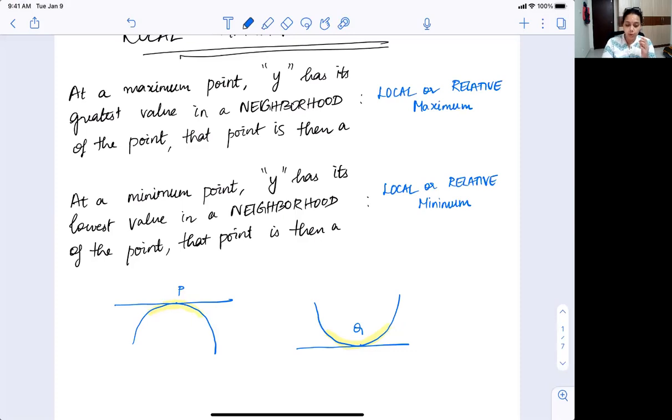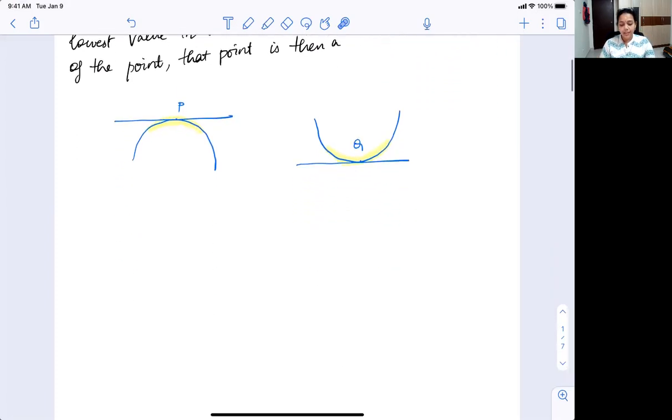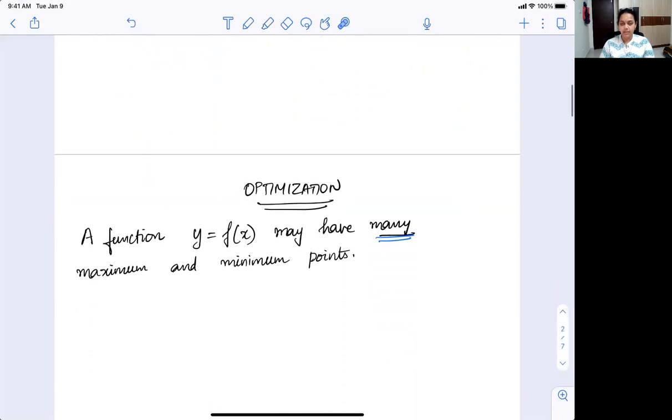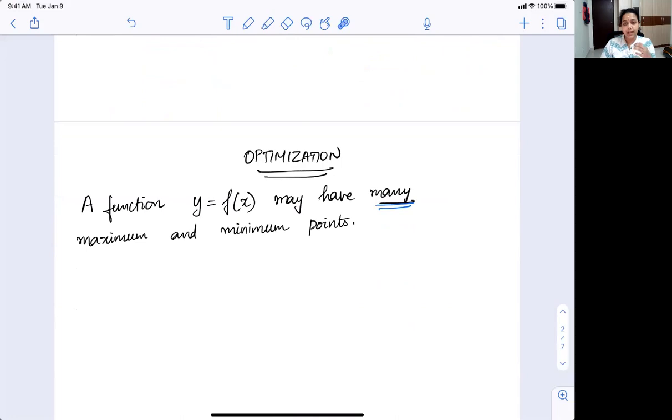So what does this term local, or local or relative, signify? We are identifying points where in the neighborhood of that point, the function is either peaking or hitting its lowest point. That's where the word local comes in. Now, oftentimes in economics, when you're dealing with optimization problems, a function may have more than one maximum and more than one minimum point. What do I mean by this? You may have a function that, for instance, looks something like this.